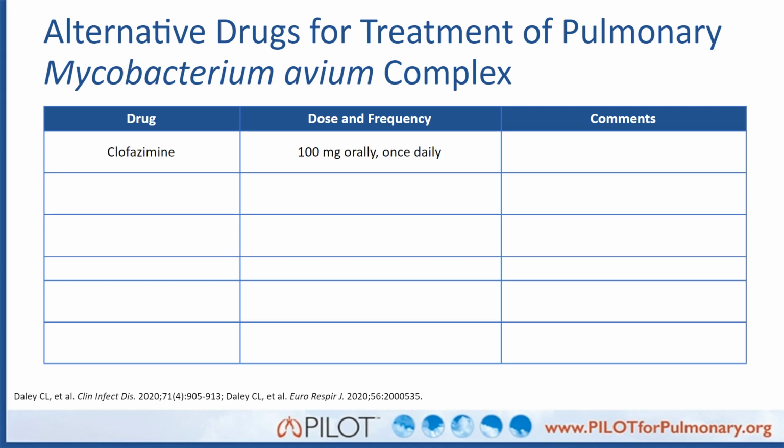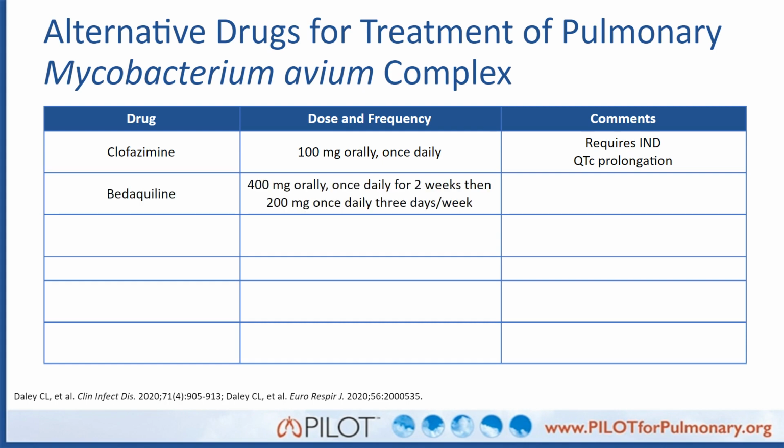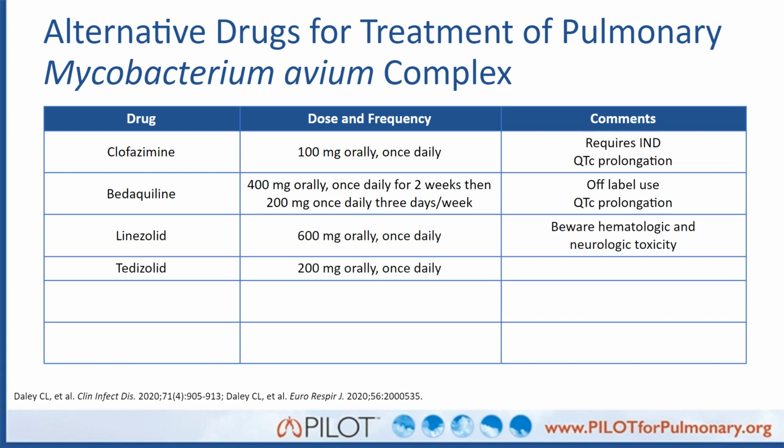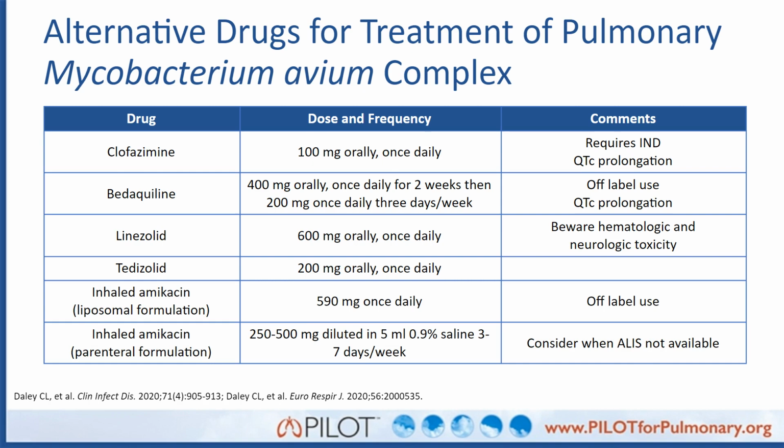So clofazimine is one of the antibiotics that we could use for refractory MAC lung disease. It does require an IND, and there are certain side effects that we monitor for: QTc prolongation, any sort of skin discoloration. Bedaquiline is another antibiotic. Again, it can have QTc prolongation, but we can reach for it in patients with refractory MAC. The oxazolidinones, linezolid and tedizolid, and inhaled amikacin, both the parenteral formulation and more recently the liposomal formulation, which has been approved in patients with refractory MAC lung disease.